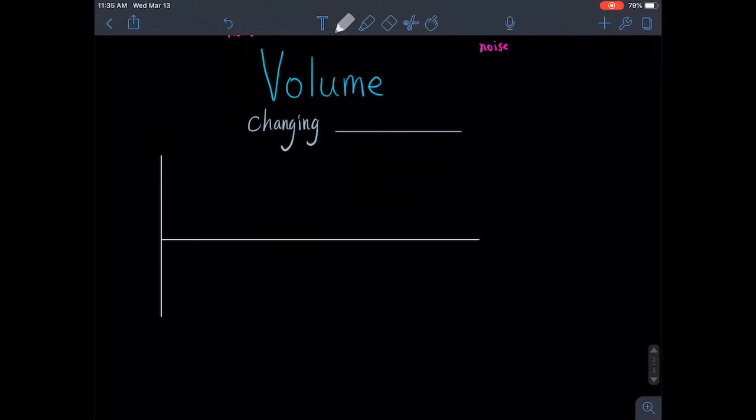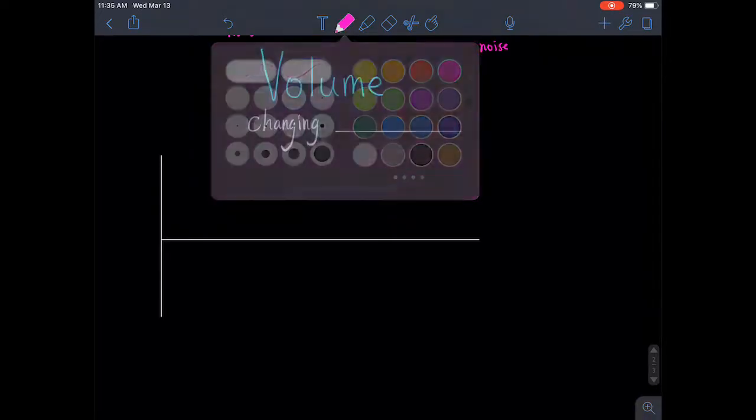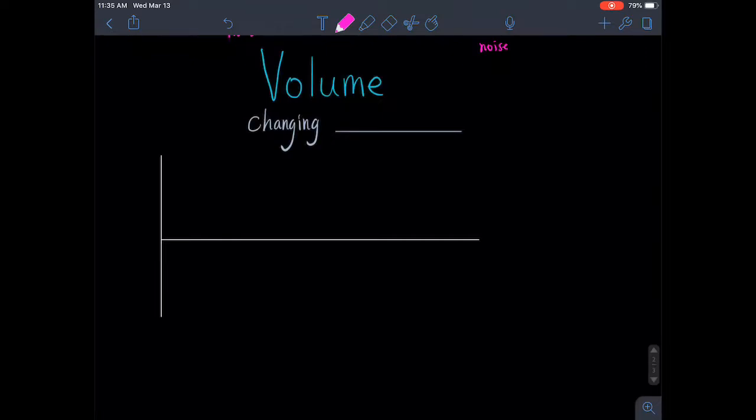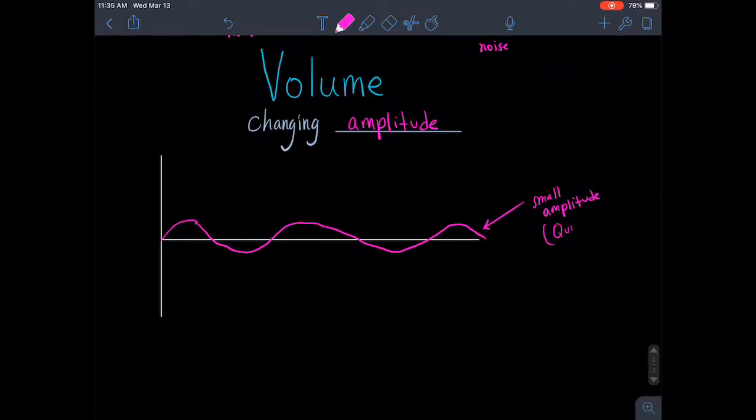If I want to change volume, I put a lot of effort into my voice. Well, that effort that we would say from our human body is actually going to be changing the amplitude of the waves that come out of our mouth. So the amplitude of the wave is going to change. So first let's draw a wave with a very small amplitude. Okay, that's a decent wave. And that one's going to have a small amplitude. And if it has a small amplitude, then it's going to be like a whisper. So I'll write that this is a quiet noise.